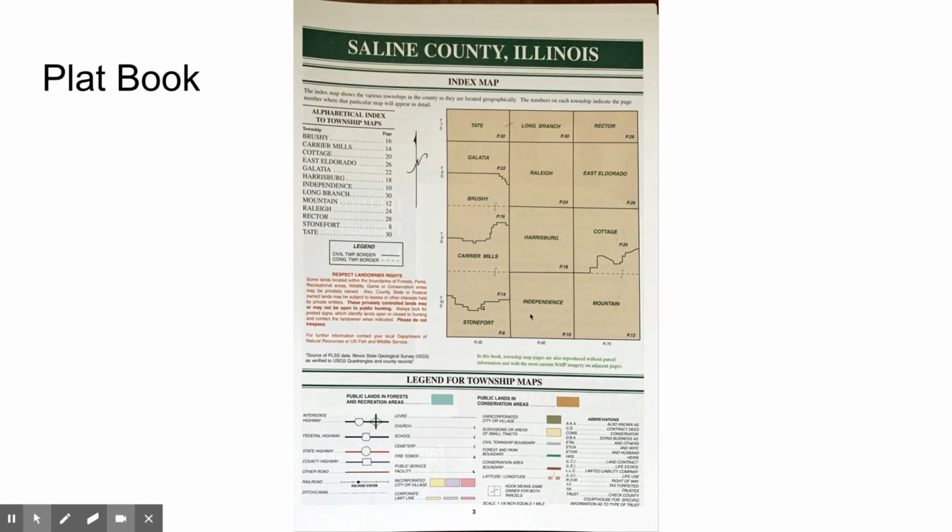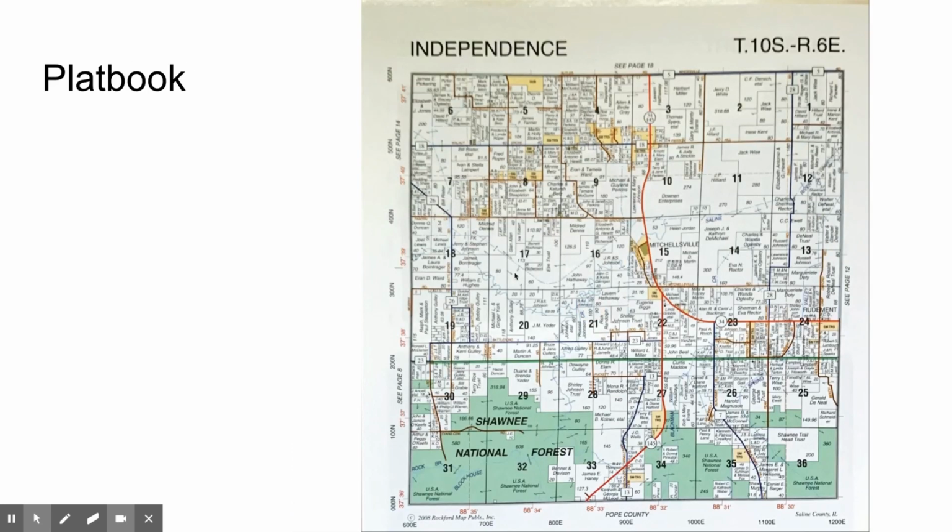There's Rector Creek up here. These are generally named, there's Independence School, if you ever heard of that. That's why it's Independence Township. And then have you ever heard of Eagle Mountain? That's why this is a mountain township down here. Okay, so let's look at Independence Township.